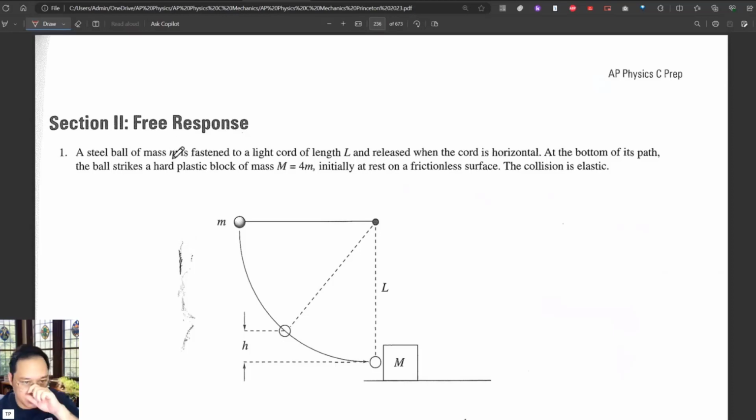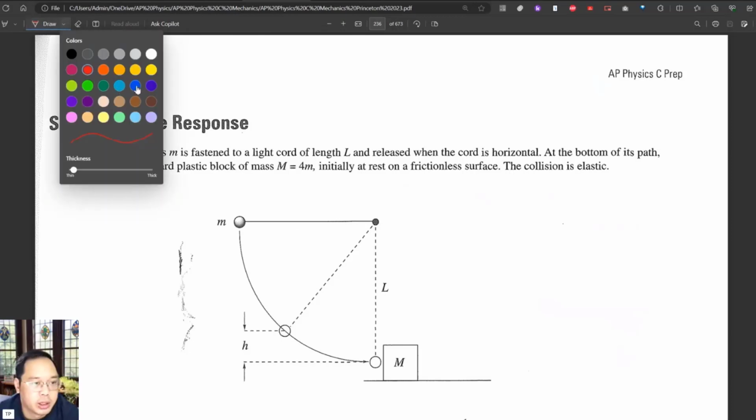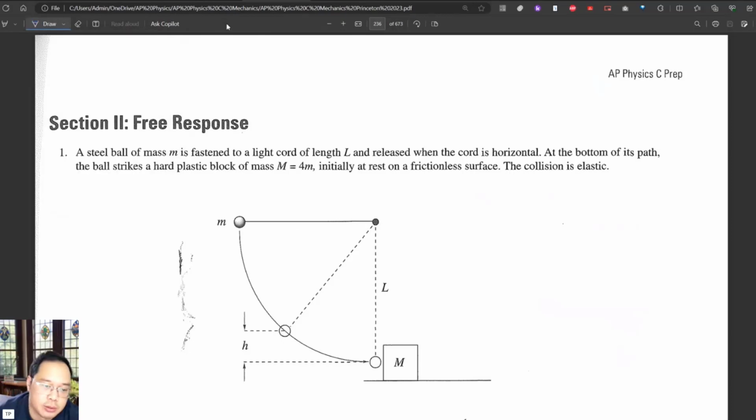The steel ball of mass M is fastened to a cord of length L and released when the cord is horizontal, illustrated by this diagram, the length L. At the bottom of its path, meaning at this point, the ball strikes a hard plastic block of mass 4m, initially at rest on the frictionless surface. The collision is elastic, meaning the kinetic energy is the same.